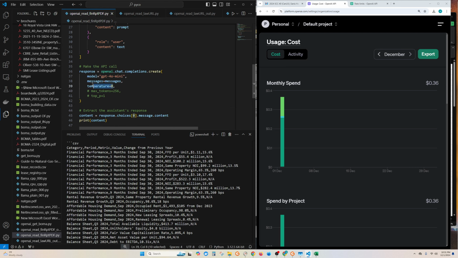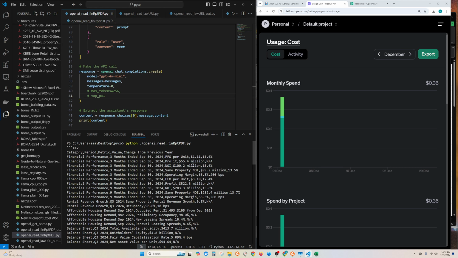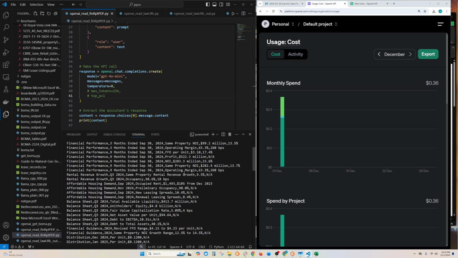Again, I set this to 0. I asked for a reorganization of information, not an interpretation. So, limited opportunity for hallucination. Again, it's possible. I'm not going to go into it. A lot of this stuff seems reasonable.